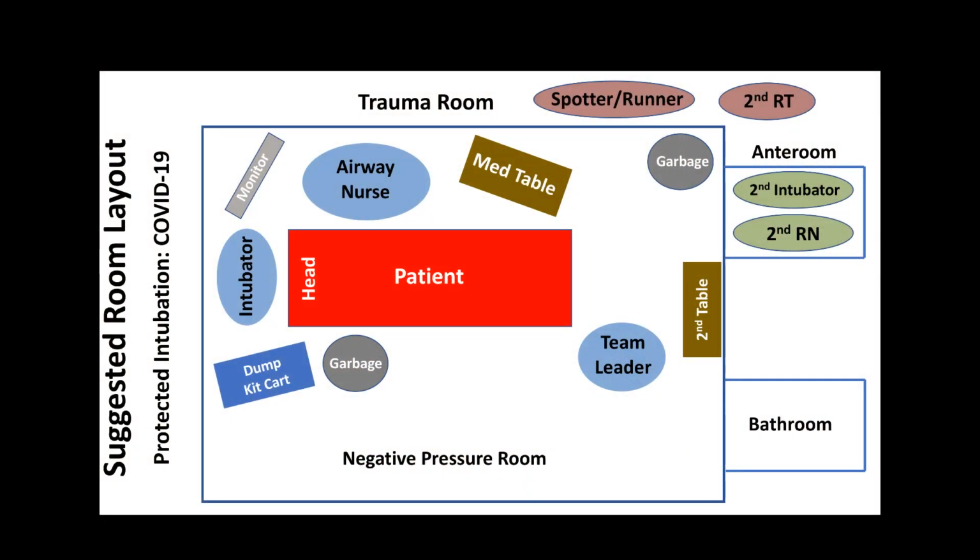During this clinical scenario, we are trying to minimize exposure and maximize safety to our team. Therefore, only 3 team members enter the negative pressure room. These include the team leader, the primary intubator, and the airway nurse. These team members are all donned in airborne precautions. Also donned in airborne precautions are the secondary intubator and the second RN positioned in the anteroom.